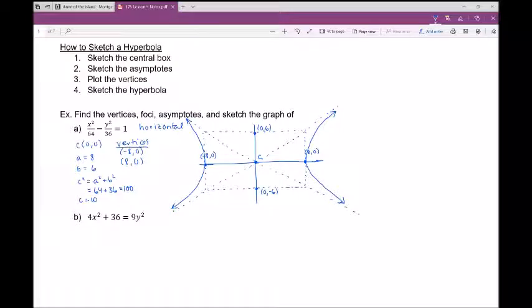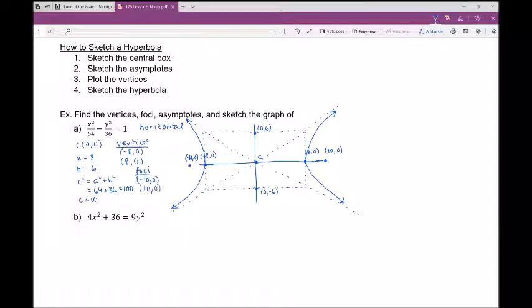Okay, so again, c is the distance between your center and each of your foci. So we'll go 10 from the center in the negative direction. So that might be about right there. So that would be negative 10, 0. And your focus in the positive direction will be 10 units from the center. So that would be 10, 0. Okay, so your two foci points are negative 10, 0 and 10, 0.